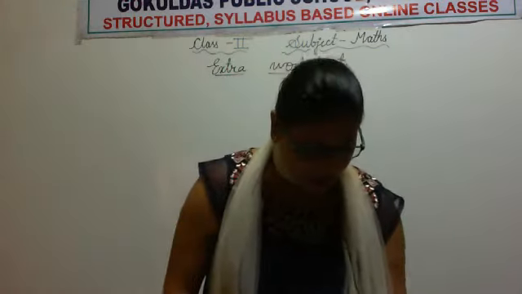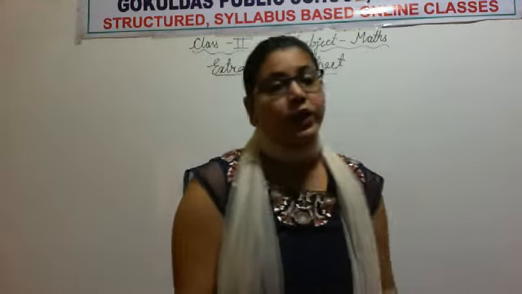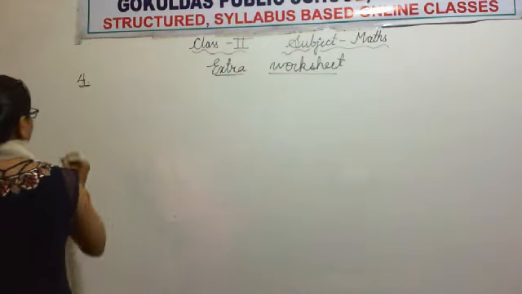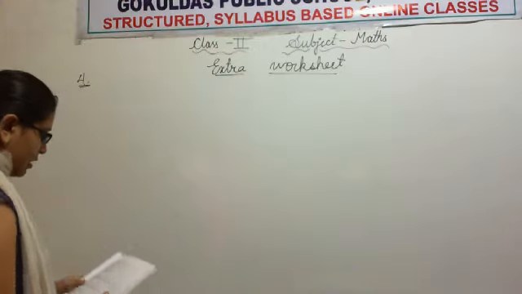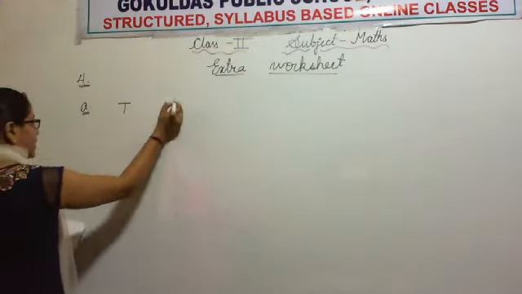Okay. So now the next question, question number 4. Subtract the following 2-digit numbers. Question number 4 is subtract the following 2-digit numbers. So let's start with part A. Writing tens and ones.